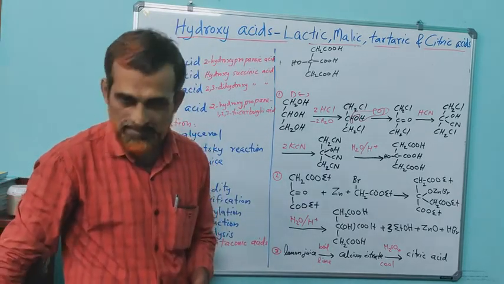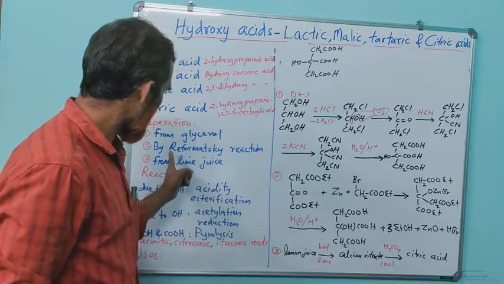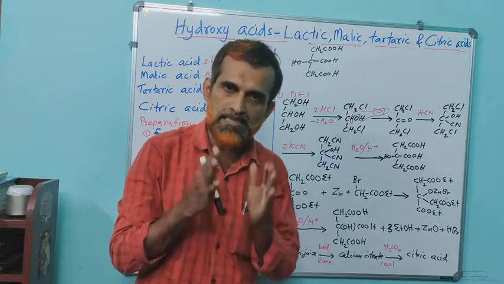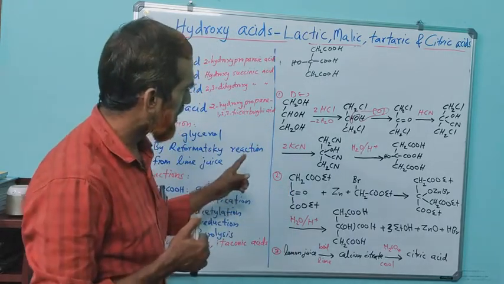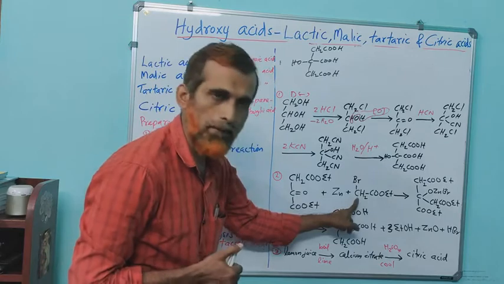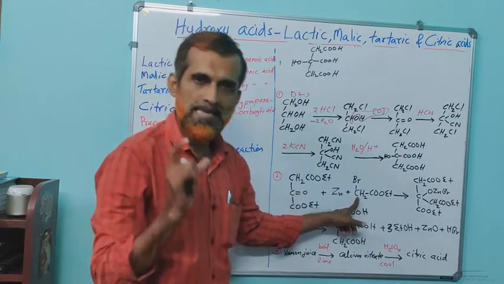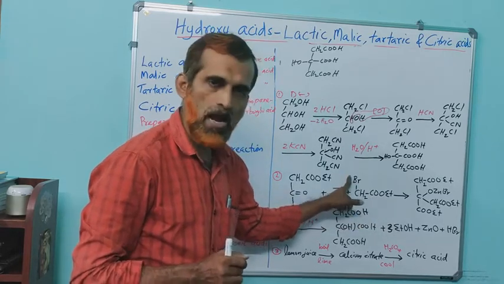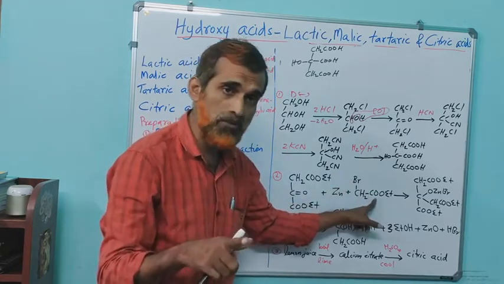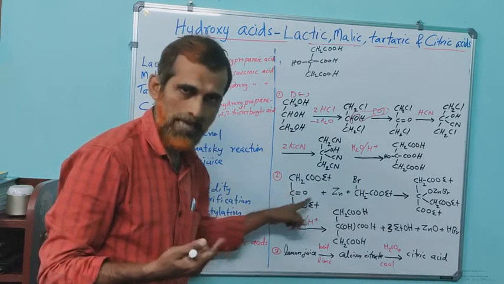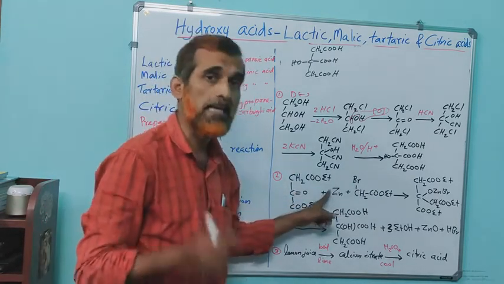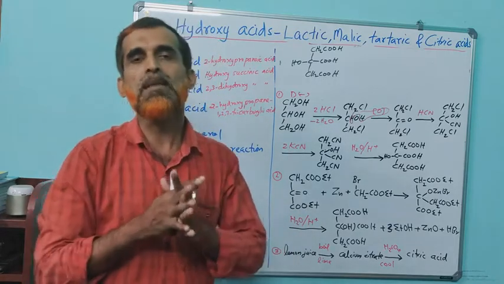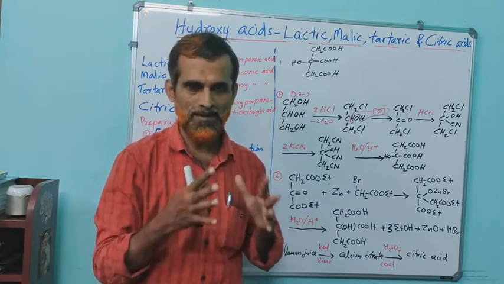The second method is a special one by Reformatsky reaction. What is Reformatsky reaction? Reaction of alpha bromo ester. See, this is an ester, right? Alpha bromo ester reacts with aldehyde or ketone like carbonyl compound in presence of zinc. Zinc is the key metal in Reformatsky reaction, like magnesium in Grignard synthesis. It's similar.